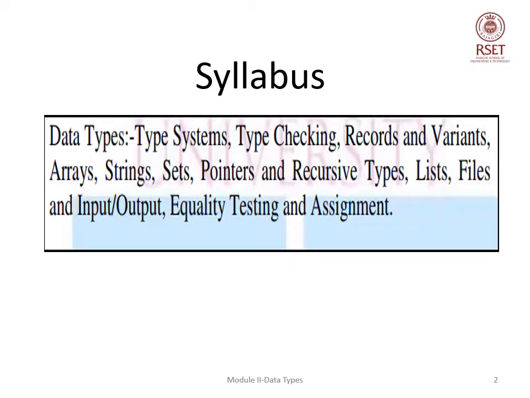This is the syllabus of Module 2. Here we talk about the data types, and then talk about what is type systems, type checking, and the various data structures that are used across languages.